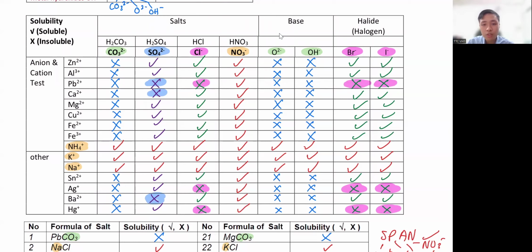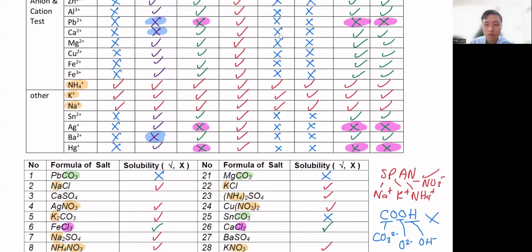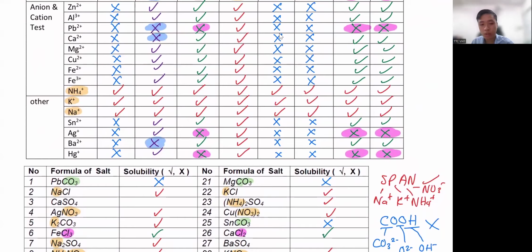So after that, the last one is sulfate. Sulfate is Pb, Ba, Ca insoluble. All the other ones are soluble. So okay, this table, sorry. Then also here, repeat one time.